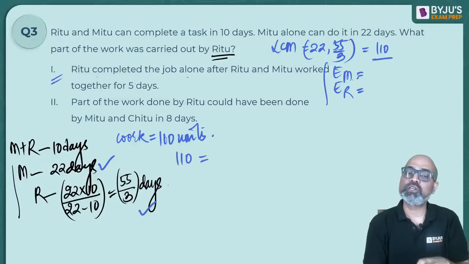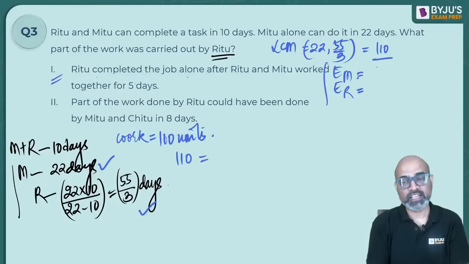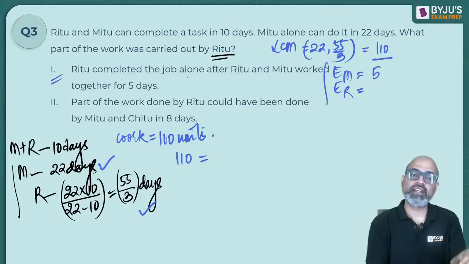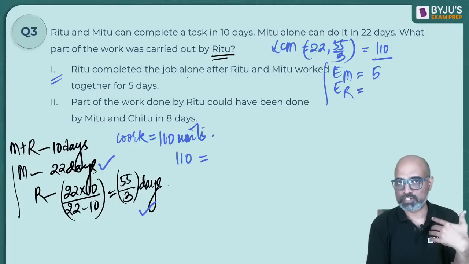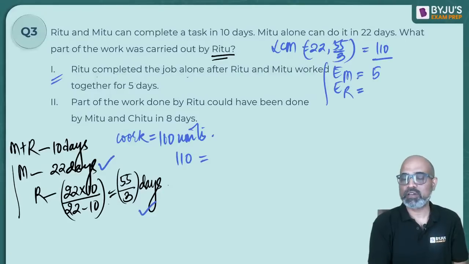So efficiency of Mitu, how do you calculate? Total work divided by days. 110 by 22, 5. How will you calculate efficiency of Ritu? 110 divided by 55 by 3 total days. Total work by total days gives you the efficiency of that person. 110 by 55 by 3. इसको solve करोगे 6 आ जाएगा.